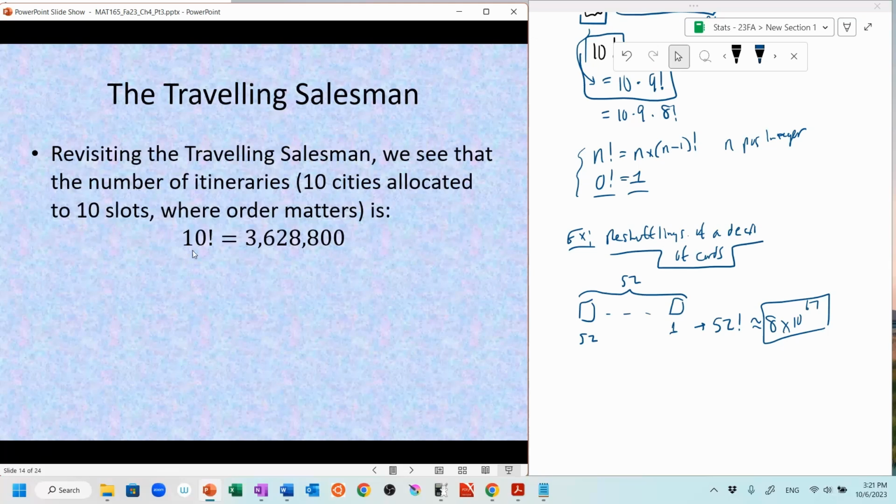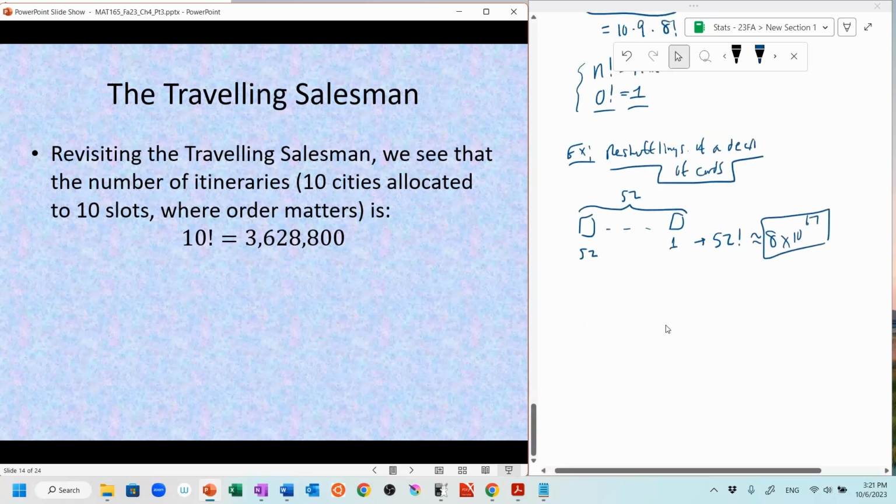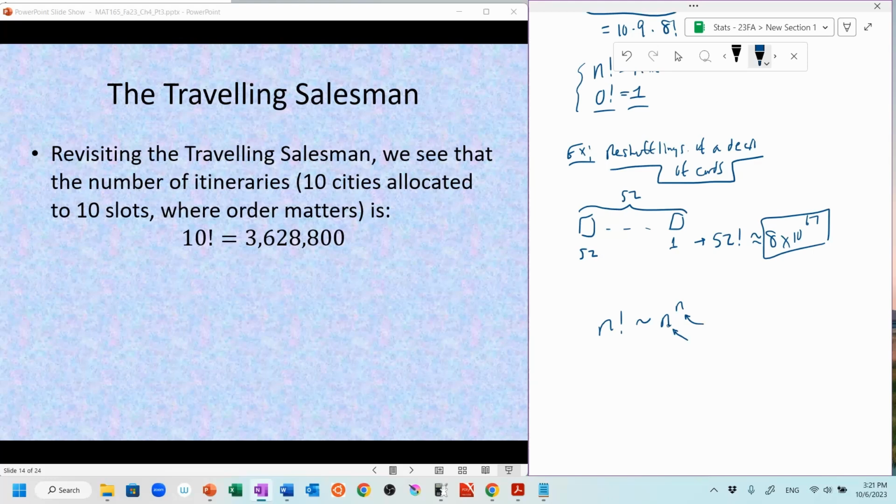So again, revisiting the traveling salesman, as I mentioned, the traveling salesman has 10 factorial different itineraries to look through. As a side note, n factorial kind of looks like n to the power n. It grows faster than even an exponential function. So we have an n in the exponent, but also an n in the base. So this grows extremely fast. There aren't a lot of things that grow as fast or faster than factorials.